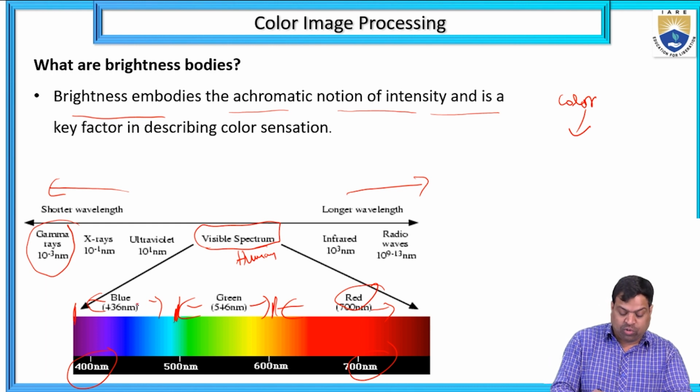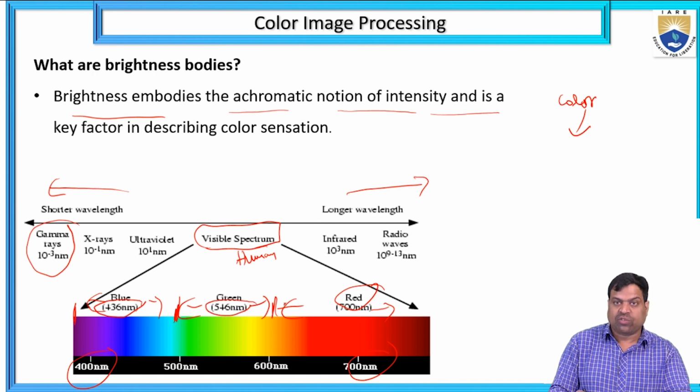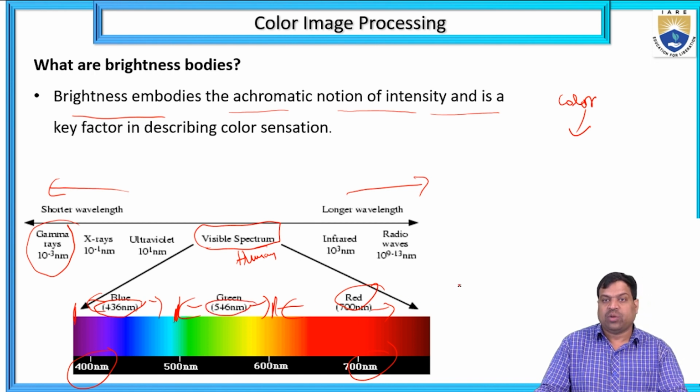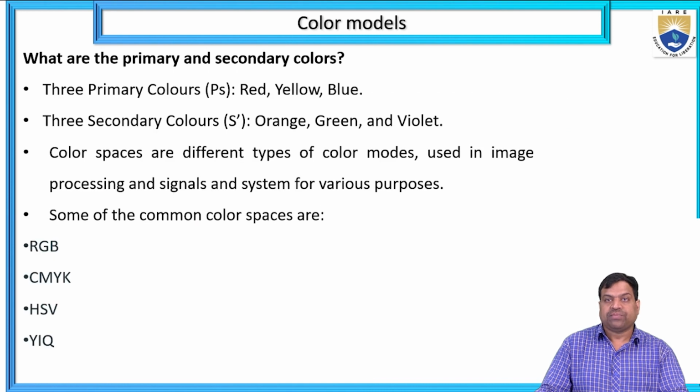Blue is around 400, that is 436 nanometer. Green is 546 nanometer, that is around 500. Red is 700 nanometer. Okay, so what are the primary and the secondary colors?